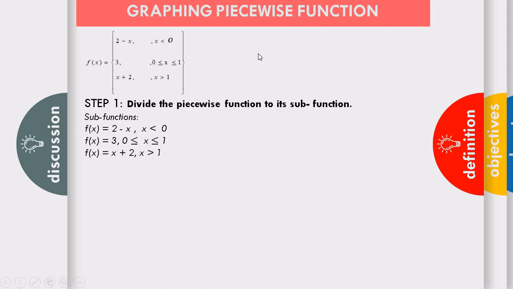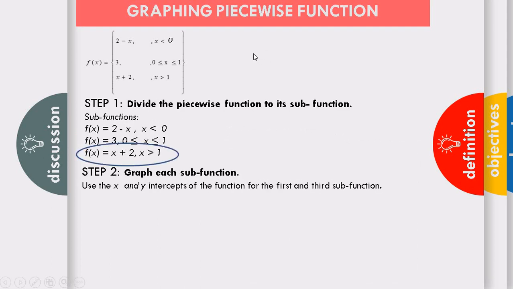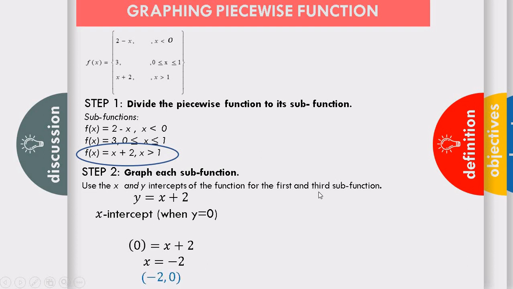Next, the third subfunction, f of x equals x plus 2, where x is greater than 1. So we will be using x and y intercepts again. Y is equal to x plus 2. X-intercept, change y to 0. 0 equals x plus 2. Therefore, x equals negative 2. So the first coordinate of the third subfunction is (negative 2, 0).